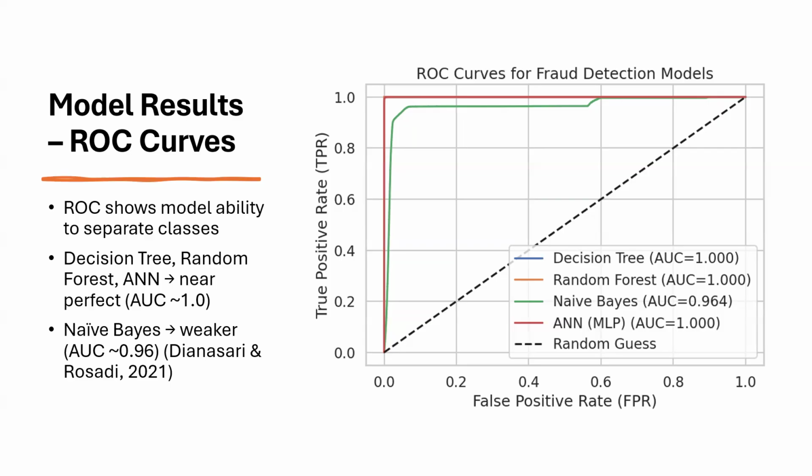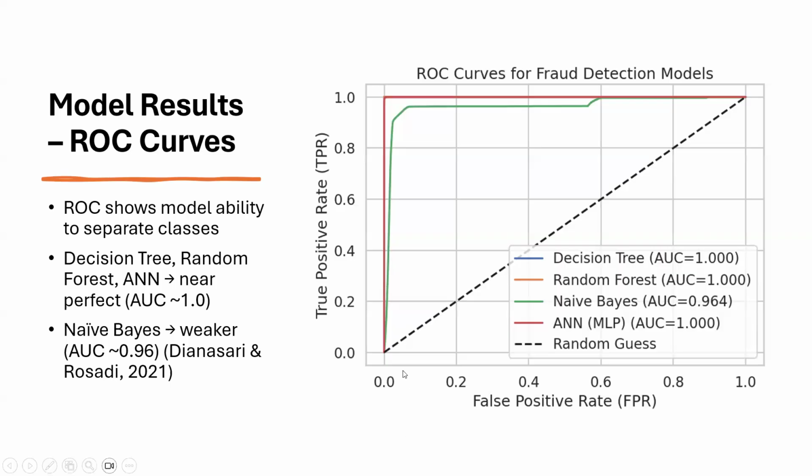So in this slide, if we talk about the detail, the ROC curve for all models, ROC curves measure how well models can separate fraud and non-fraud. A perfect model will be close to the top left corner. In our case, the decision tree, random forest, and ANN all perform almost perfectly, with AUC close to 1.0. The naive Bayes model is weaker, with AUC of about 0.96. I already mentioned this, and this shows that while naive Bayes is acceptable, the tree models and ANN are much stronger for this task.